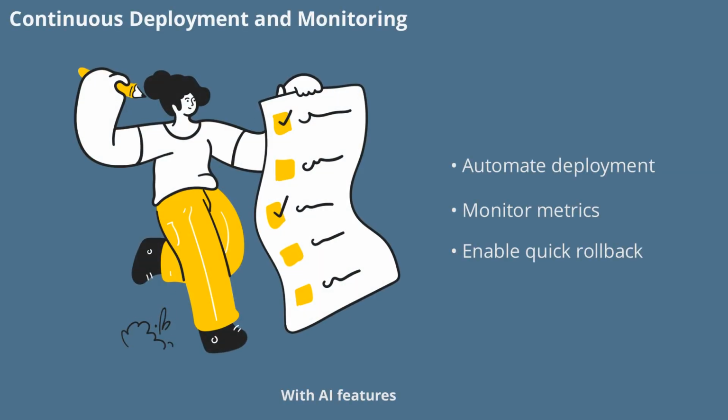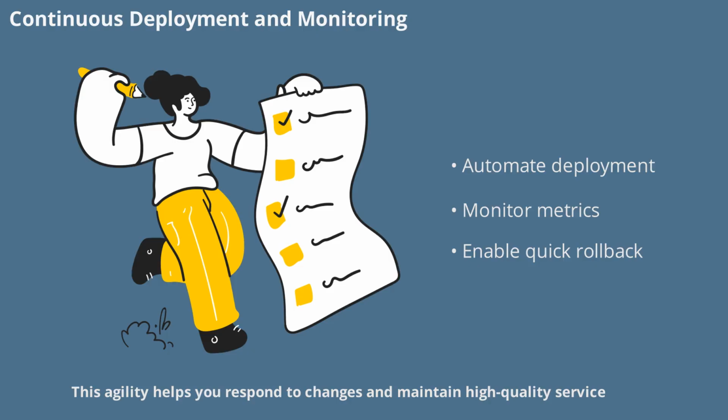With AI features, continuous deployment and monitoring are more important than ever. Automate your deployment pipelines, monitor key metrics, and roll back quickly if issues arise. This agility helps you respond to changes and maintain high-quality service.